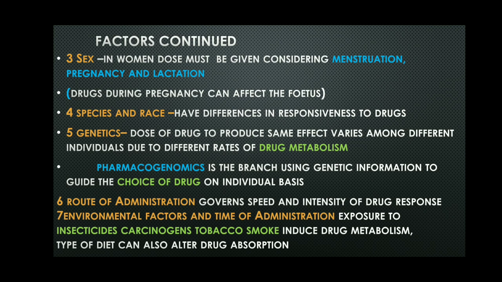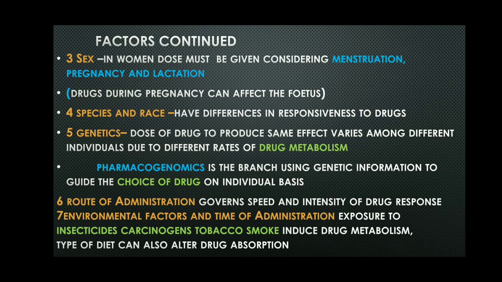Now, a term we have in genetics is pharmacogenomics. It is a branch of pharmacology which uses genetic information to guide the choice of drug on an individual basis. We know that every individual is different, everyone is genetically different. So different individuals are going to respond to a drug differently, okay. So this branch considers genetic information to guide the choice of drug for a particular person, okay.